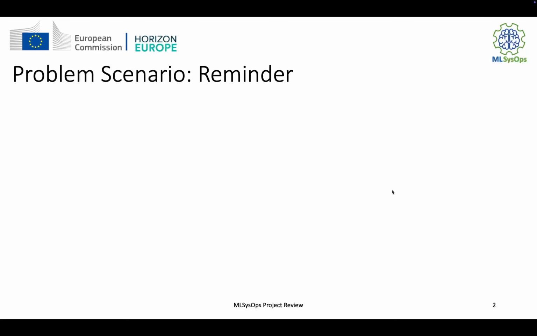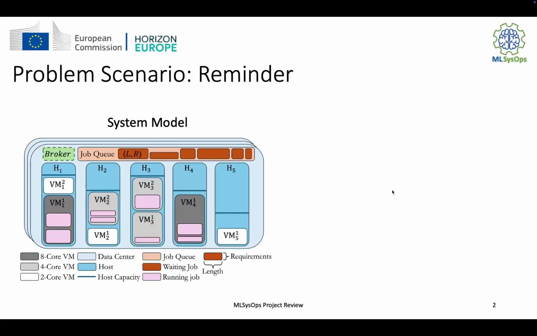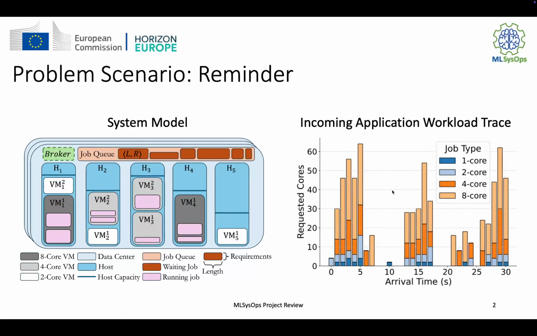Let's see again our problem scenario. This is a reminder from the previous conversation. So we have our system model here, where this large box indicates a data center, and inside we have some hosts or some fixed nodes. Then we have a job queue or an application queue where incoming applications stay in the queue until we have enough resources to place them.